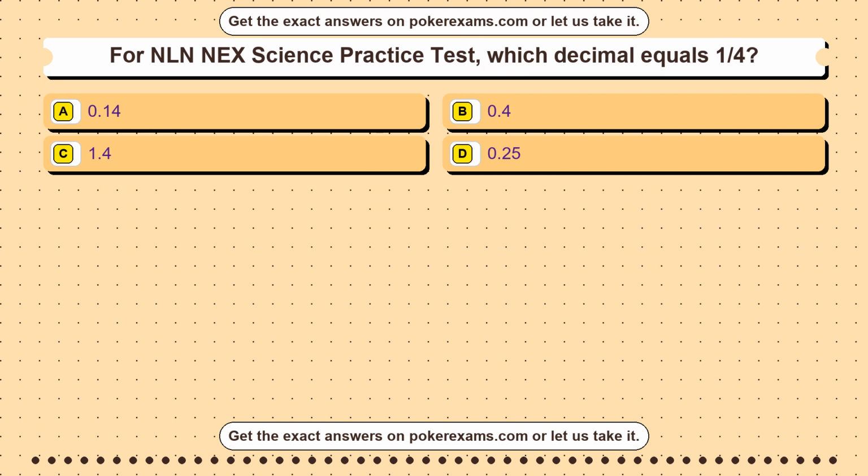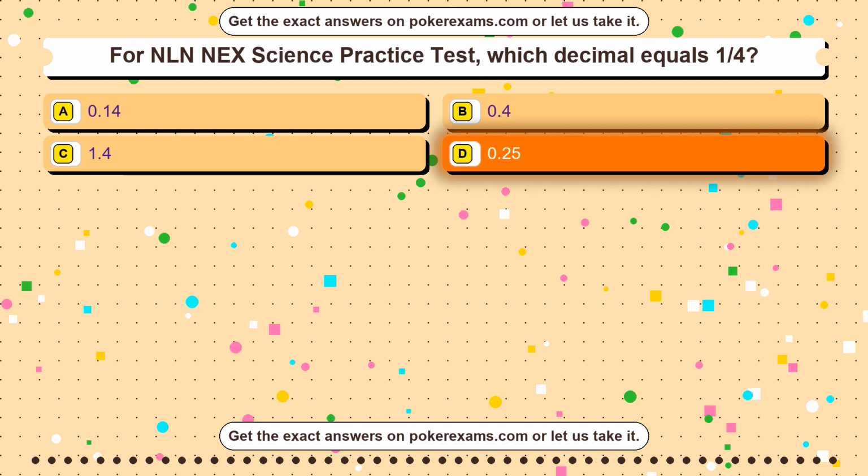Question 2. For GED-RLA practice test, which decimal equals 3/10? Option A 0.3. Option B 3.0. Option C 30.0. Option D 0.03. The correct answer is option D.